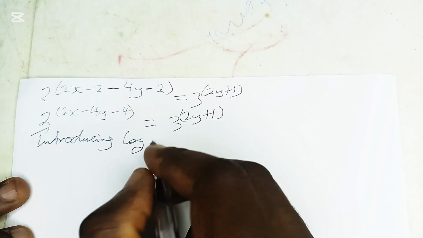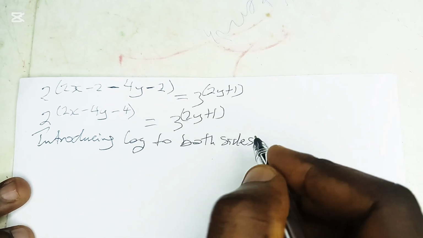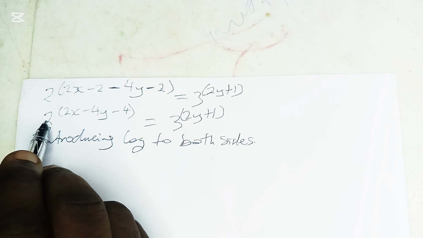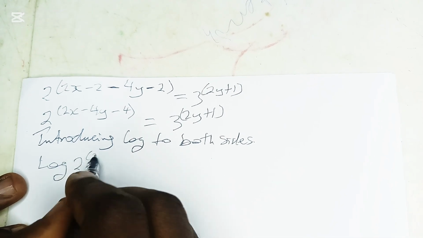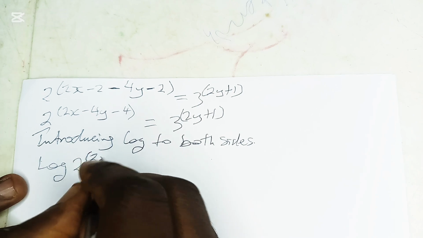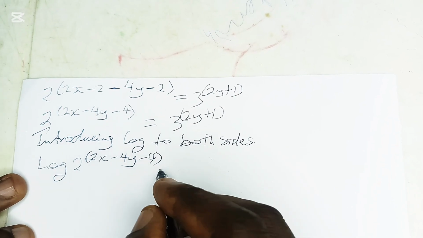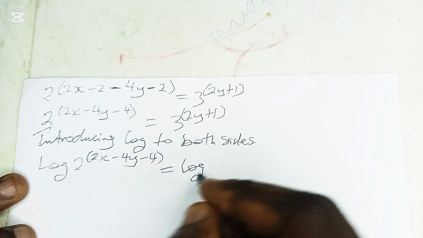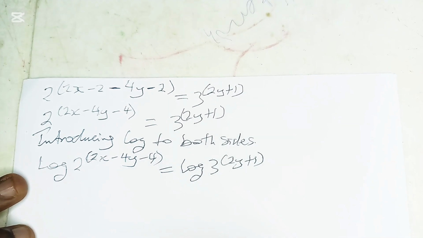Introducing log to both sides. Now we have log of 2 raised to the power of 2x minus 4y minus 4 is equal to log of 3 raised to the power of 2y plus 1.